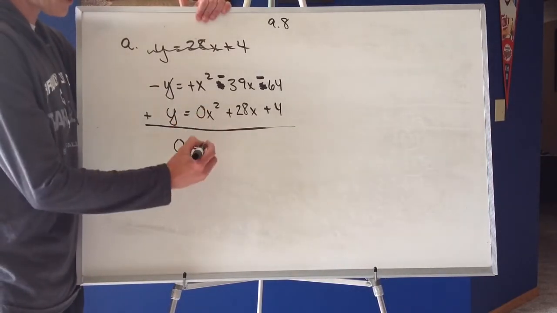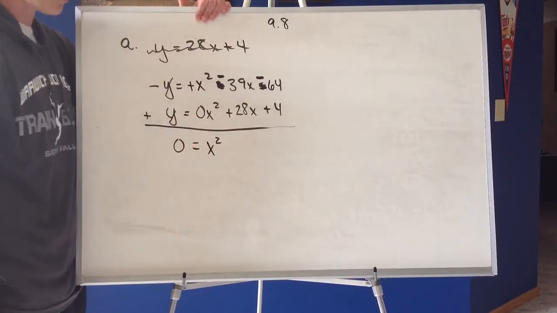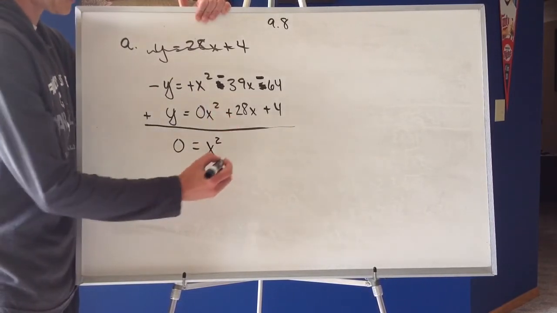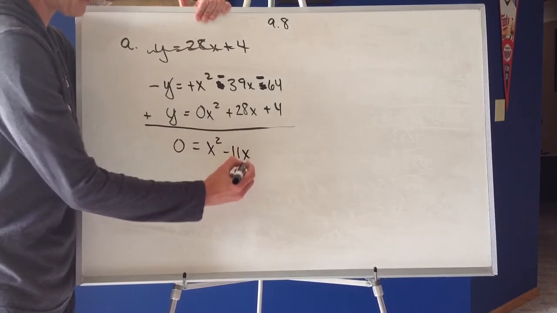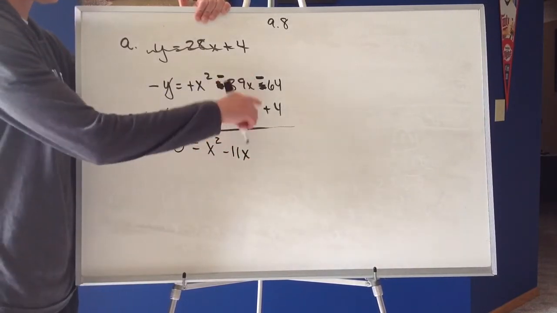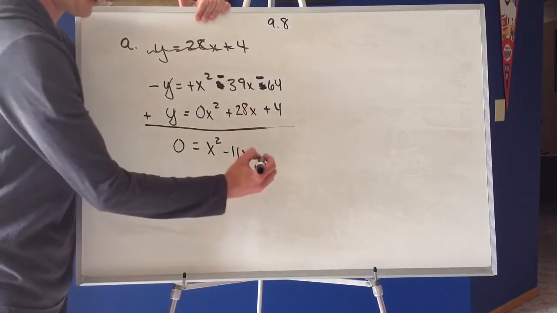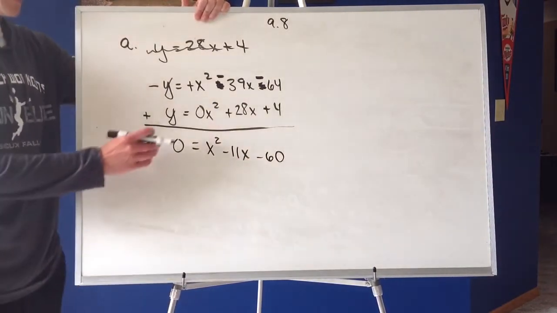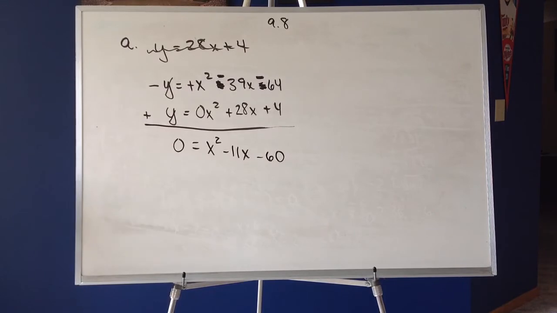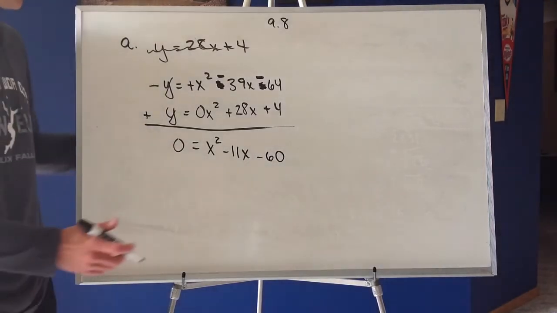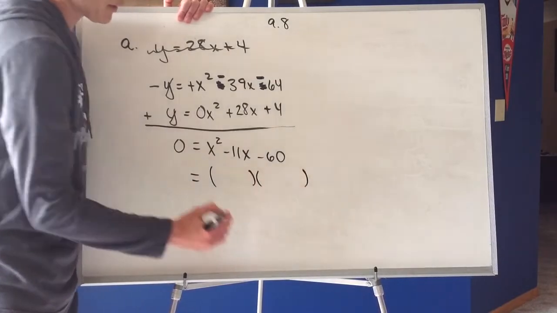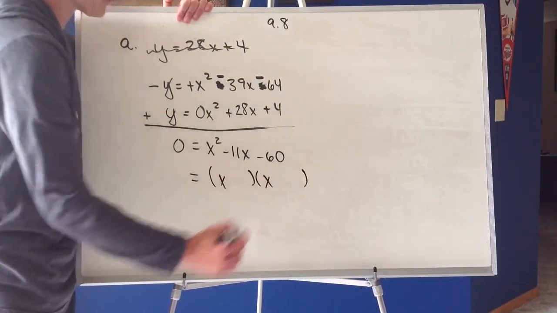X squared plus 0x squared will still give me x squared. Negative 39x and positive 28x gives me a negative 11x. Negative 64 and positive 4 give me negative 60. So now we're at the point where you can choose factoring, completing the square, or quadratic formula. Again, they all factor pretty nicely, so I'm going to go ahead and choose that method.